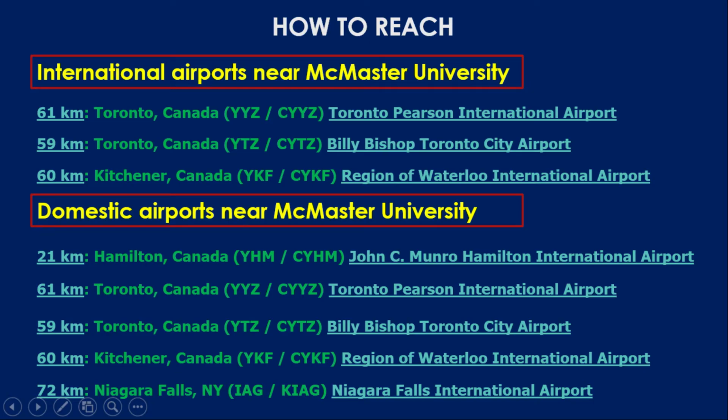Let us see how to reach Hamilton from the nearest international and domestic airports. The nearest international airports are Toronto Pearson International Airport and John C. Munro Hamilton International Airport. Most of the international flights reach Toronto Pearson Airport. Only limited international flights are available to John C. Munro Hamilton International Airport. But you can make a connecting flight booking.